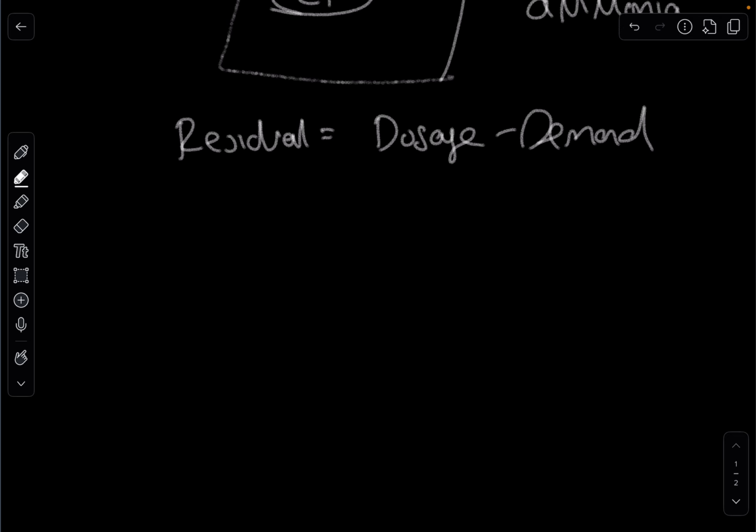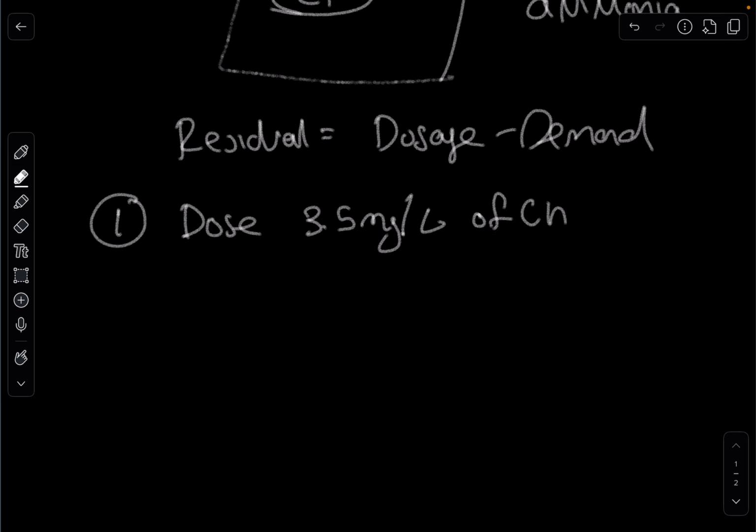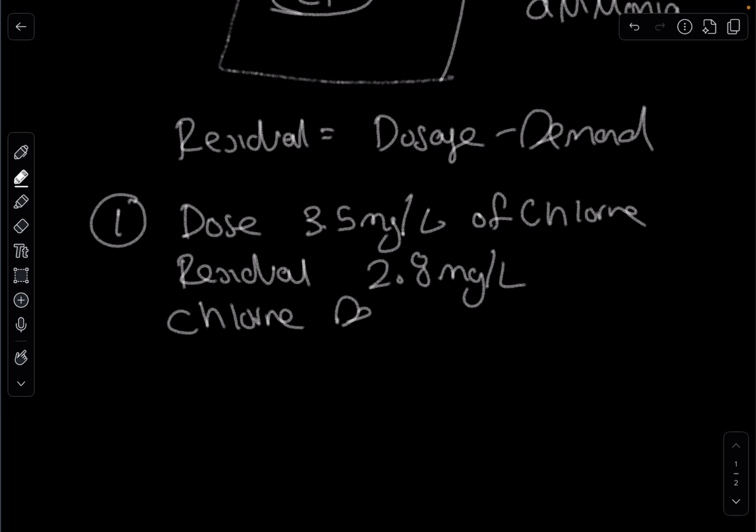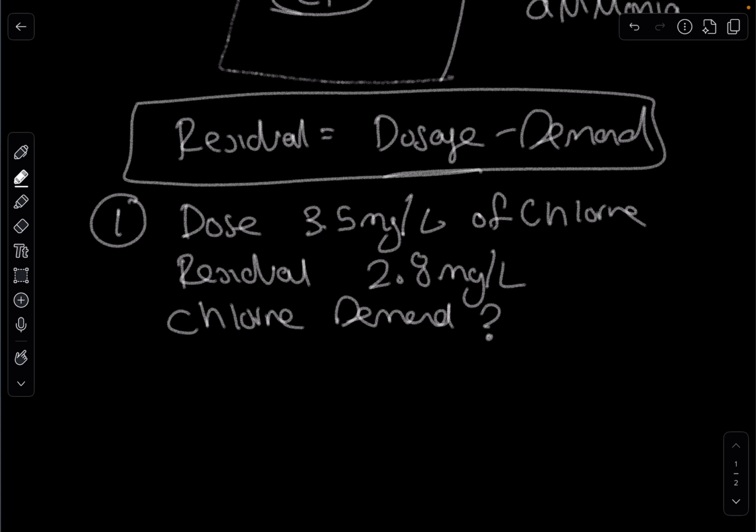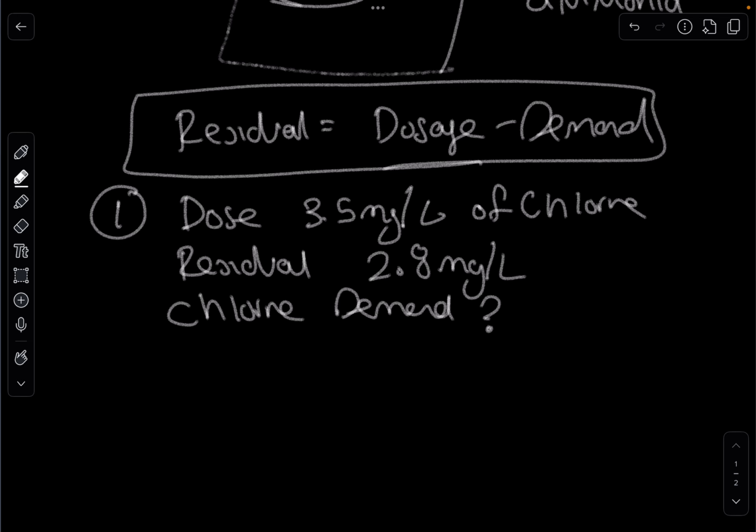So let's do an example. Let's say we dose the water with 3.5 milligrams per liter of chlorine. And after some contact time, a test shows that the residual is 2.8 milligrams per liter. And we want to know what is the chlorine demand. So this is a very straightforward problem, and all we're going to be doing is looking at this very simple equation. So let's do a simple plug and play.